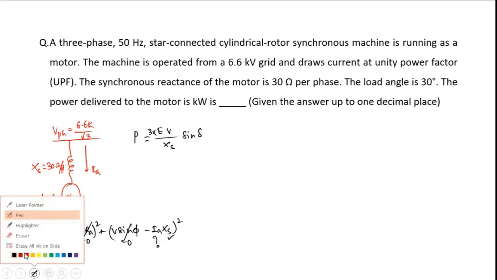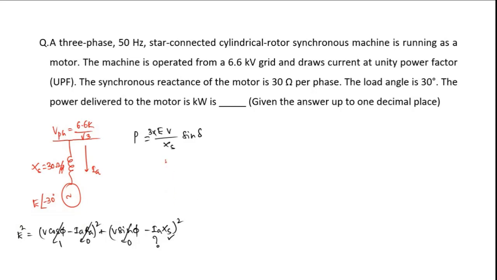To calculate this kind of question, you need to check the phasor diagram. Current is in phase with the voltage because the power factor is unity. So V minus IA XS is equal to E. The angle between these two is delta. So here I can say E cos delta is equal to V. Now from this one, I can calculate E as V by cos delta.